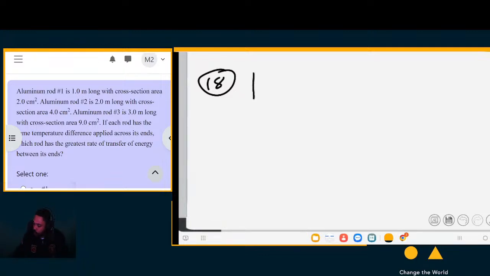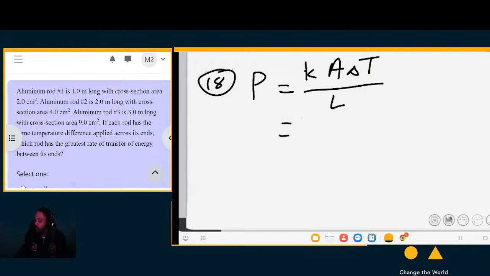Now the formula we use is this one. It says power, or the rate of energy loss in this case, is K, the heat conductivity constant, multiplied by the area, multiplied by the change in the temperature, over L. Now the change in the temperature, we've been told, is the same for both of them, so it's a constant. K is also a constant specific to aluminium. So they all have the same constant and the same temperature. So basically the heat lost is directly proportional to the area over the length. So the power radiated is directly proportional to the ratio of the area over the length.